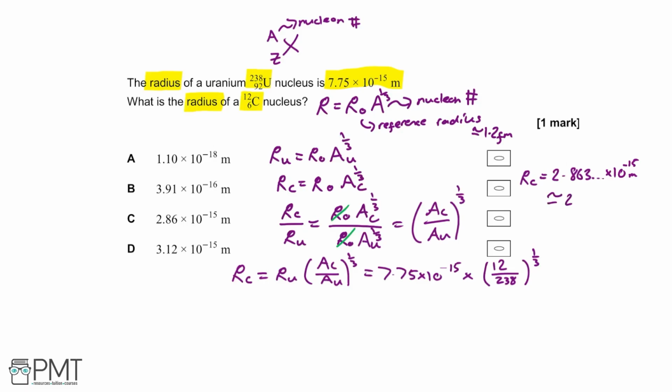which is approximately equal to 2.86 times 10 to the minus 15, to three significant figures, which gives us answer C. We've chosen three significant figures here because this is the degree of precision of data given in the question. So our answer is C.